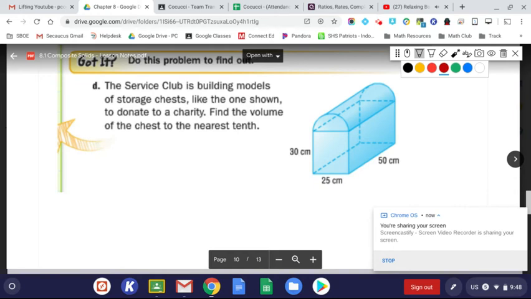Okay, so in this example, we're going to be finding the volume of the chest by combining the rectangular prism, and the top of this rectangular prism is half of a cylinder. So first thing we're going to do is separate this. So, a rectangular prism.